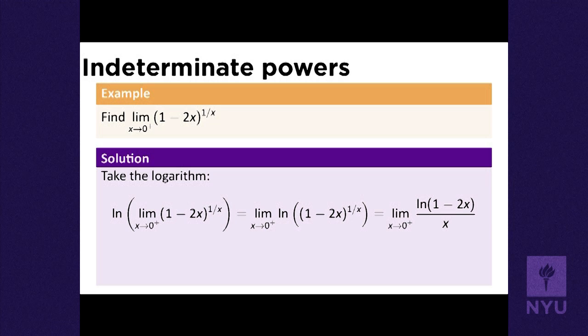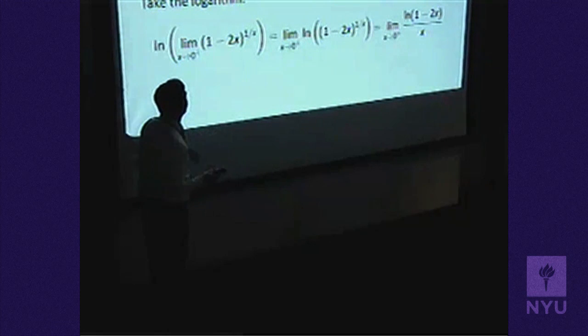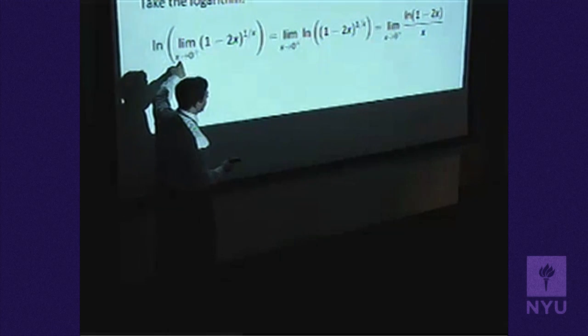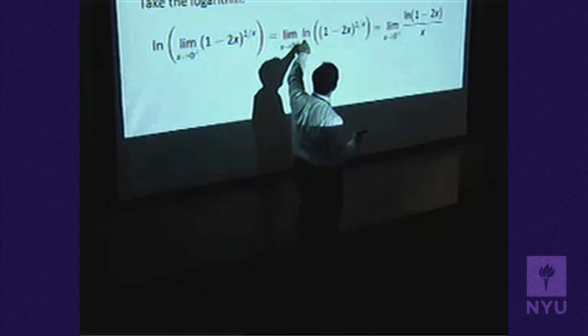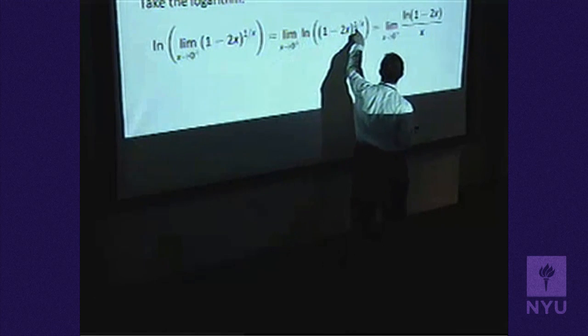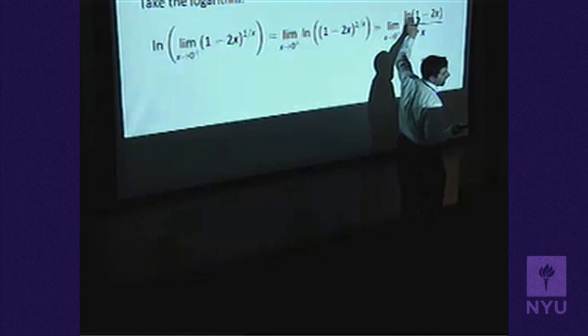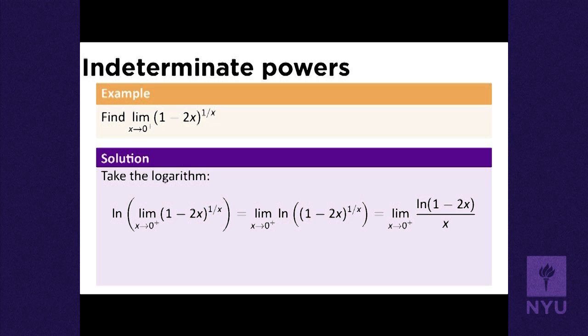To resolve this indeterminate limit, we need to convert it to something we can use L'Hopital's rule on. So what we'll do is we'll take the logarithm, because the logarithm is what undoes a power function. If this limit exists, the logarithm of the limit will be the limit of the logarithm, and the logarithm of the power is the exponent times the log of the base. Now that I can write as natural log of 1 minus 2x over x.